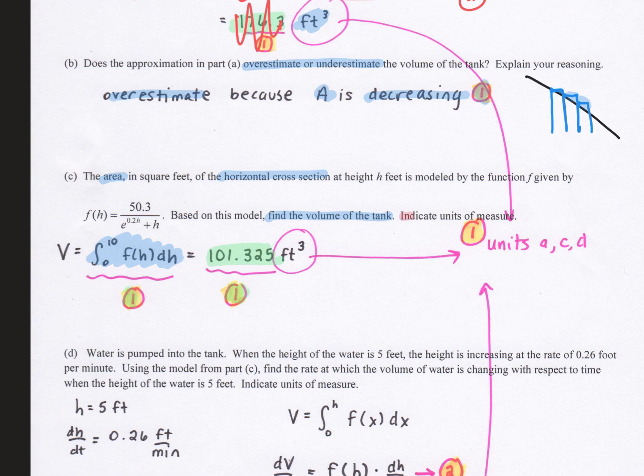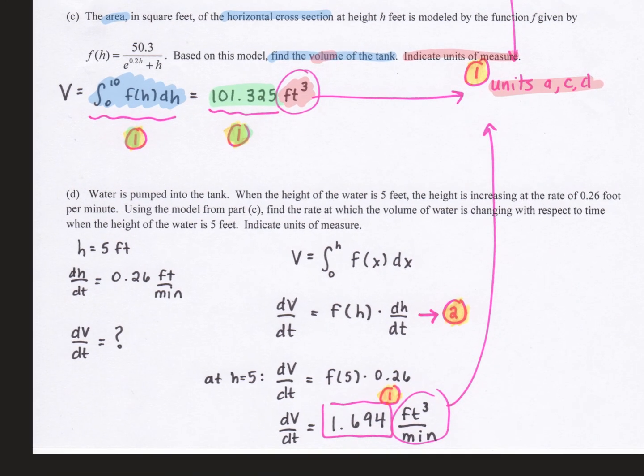Again, I'm asked to indicate units of measure. This is a volume, and I know volume is measured in cubic feet. And just like in part A, that unit in and of itself isn't going to earn me the point. I'm going to have to get one more unit correct in part D in order to earn that unit's point. In part D, I have water pumped into the tank. When the height of the water is 5 feet, I'm going to start writing my information here off to the side. So my height is 5 feet. The height is increasing at a rate of 0.26 foot per minute.